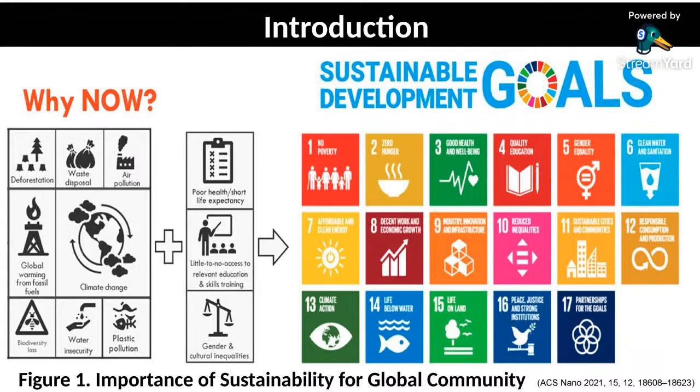But we need these sustainability goals because of the problems we are facing today. That is deforestation, waste disposal, air pollution, global warming from fossil fuels, climate change, biodiversity loss, water insecurity, and plastic pollution. Plus, poor health, short life expectancy, little or no access to relevant education and skill training, and gender and cultural inequality. So these 17 goals are interconnected, and success in one can bring success in others.